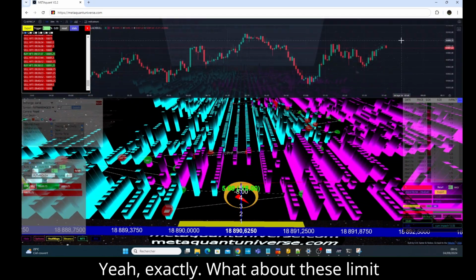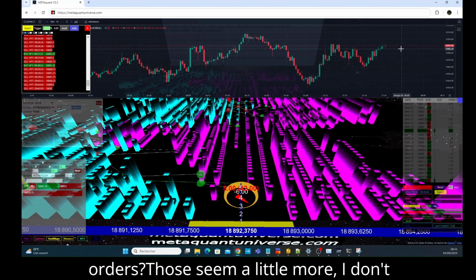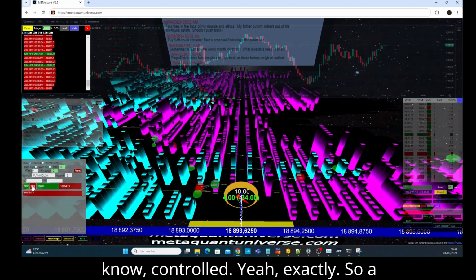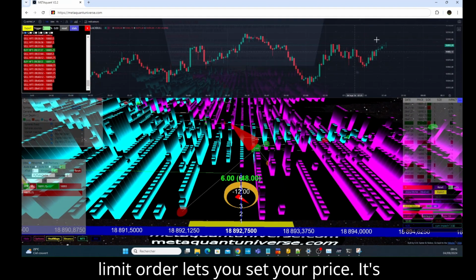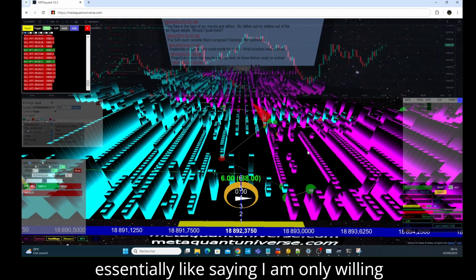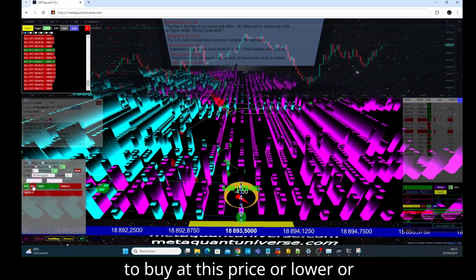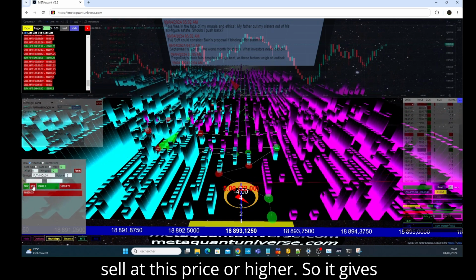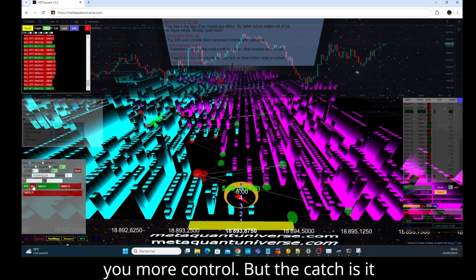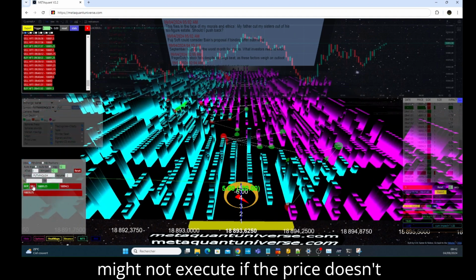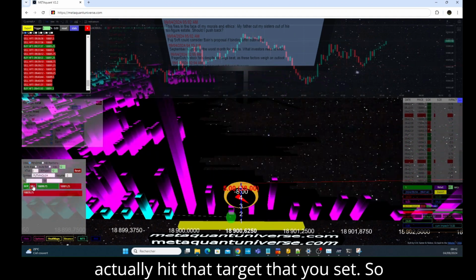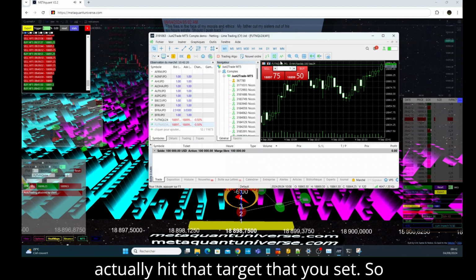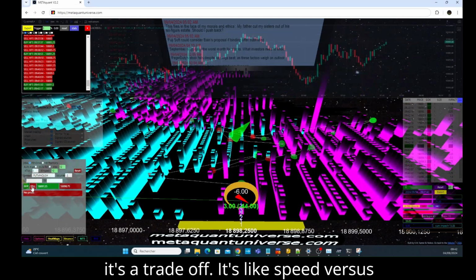Yeah, exactly. What about these limit orders? Those seem a little more controlled. Yeah, exactly. So a limit order lets you set your price. It's essentially like saying, I am only willing to buy at this price or lower, or sell at this price or higher. So it gives you more control. But the catch is it might not execute if the price doesn't actually hit that target that you set. So it's a trade-off. It's like speed versus precision.